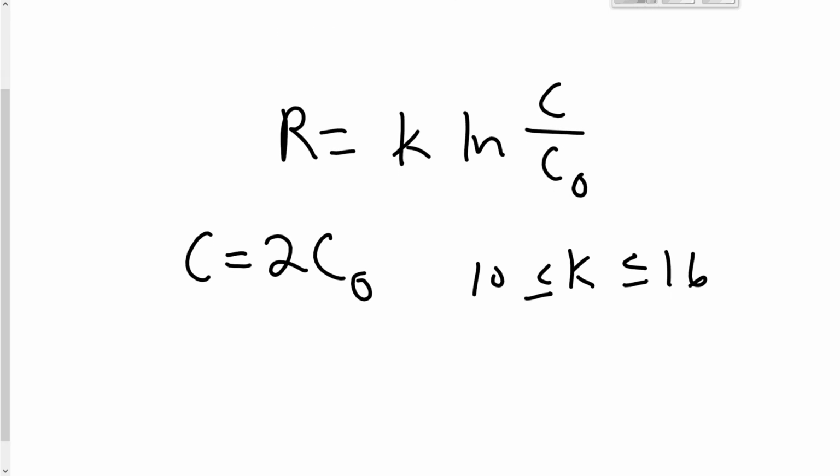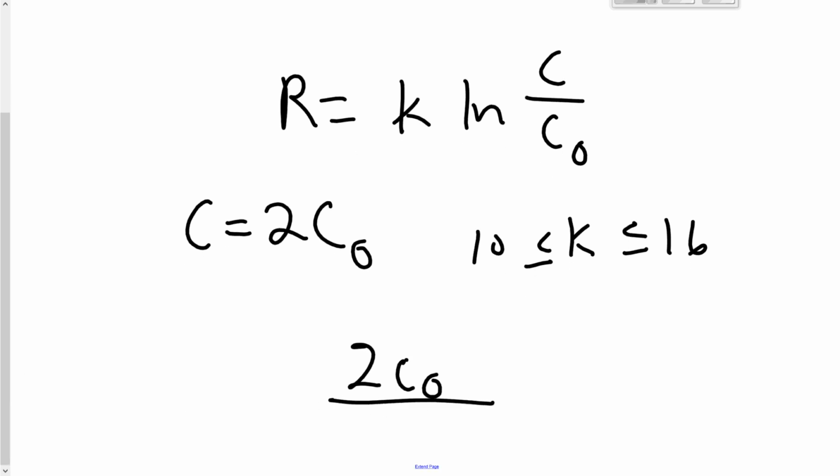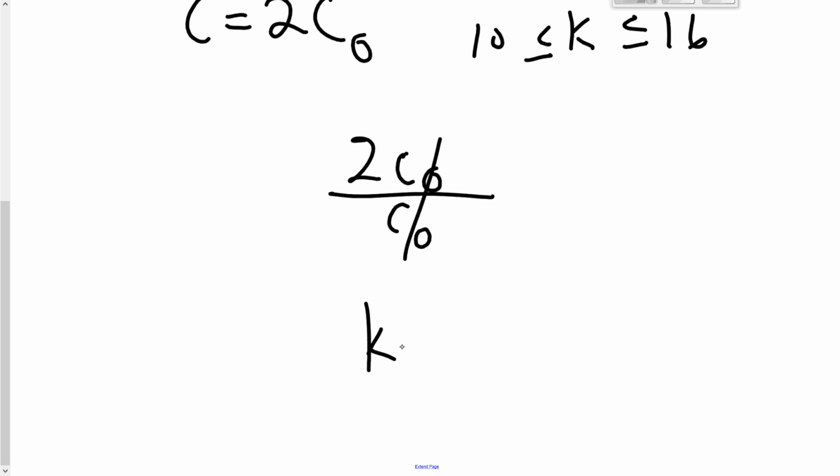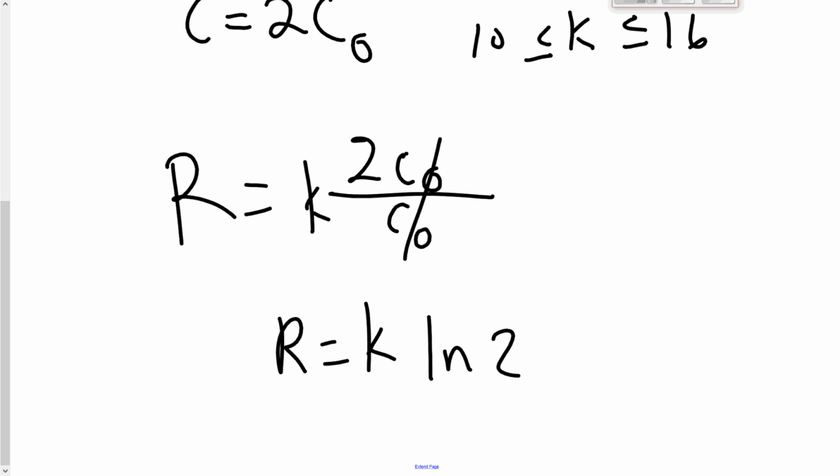Okay, so that means that our C over C sub 0 would be 2 C sub 0 over C sub 0. Right, so these are going to cancel out, so I'd get 2 here. So I get K times ln of 2, right? It's K times ln 2 equals R. All right, now we just need to know what our constant is.